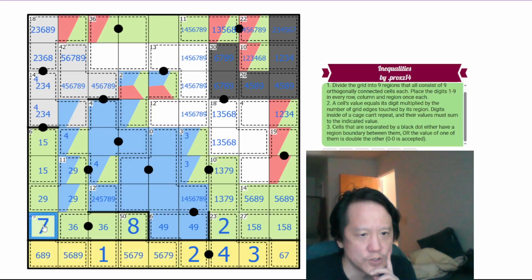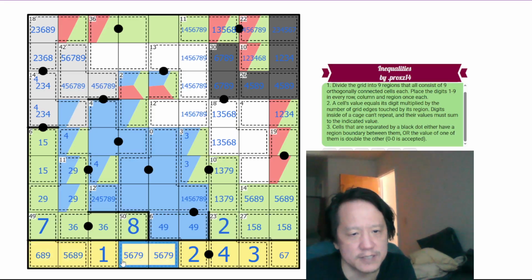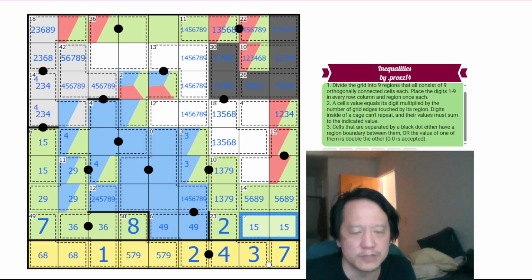It's 42. 49 minus 7 is 42. Divided by 3 is 14. So this has to be... This can't have an 8. This must have an 8. So it has to be 6 and 8 here. That means this can't be 6. This can't be 6. That's 7. There's no 8 here. It's 1, 5 as a pair. This is 7. No 7 here.